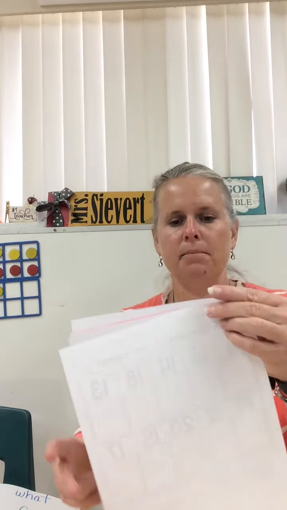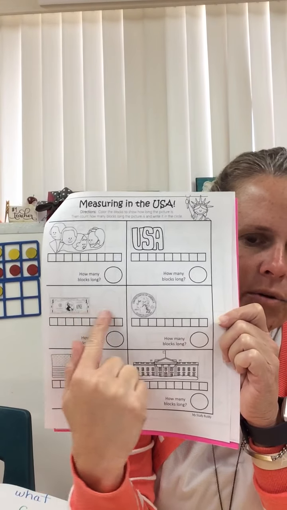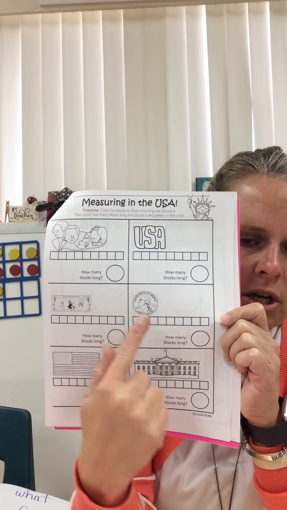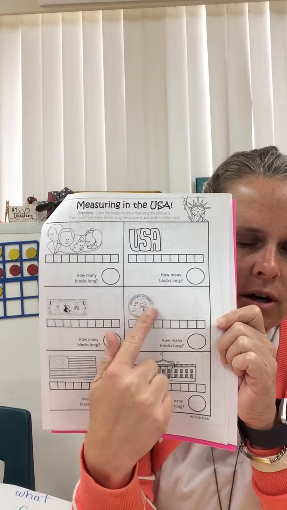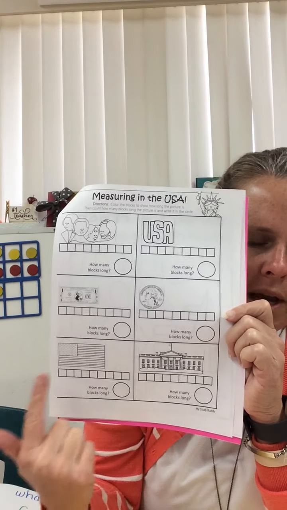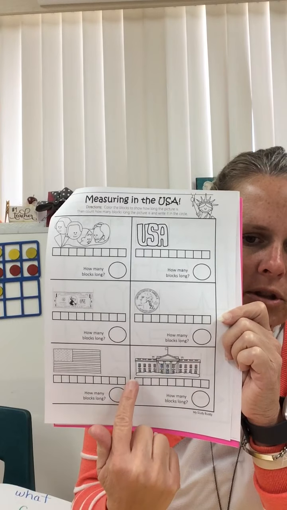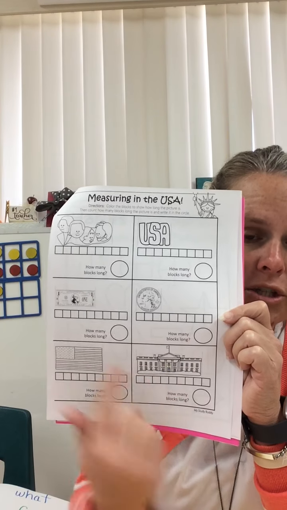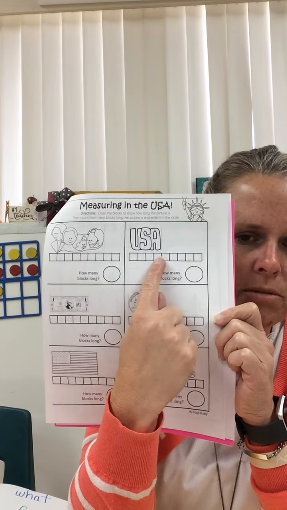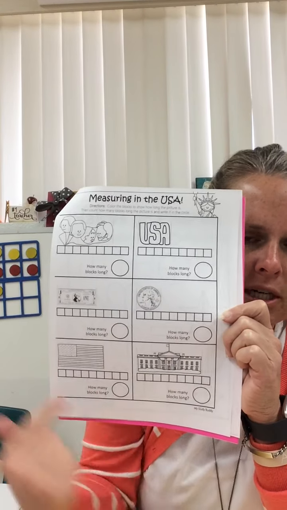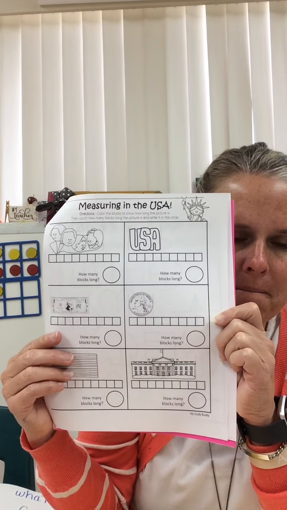Next page is going to be measuring things that symbolize the United States. So we have Mount Rushmore, we have USA, we have the $1 bill with George Washington, we have George Washington again over here on the quarter, we have our flag, and then we have the White House. So you remember the cubes, you're going to see how long they are. So you're measuring, looking at these cubes, how long these particular symbols of America are. Okay.